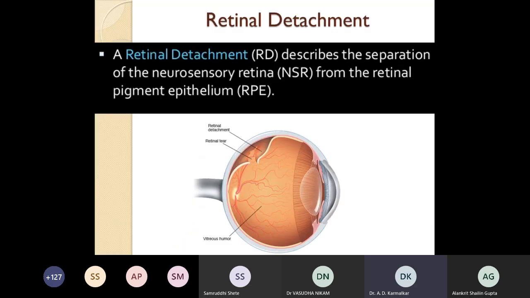The last slide here is the retinal detachment. So we have seen there are two layers, the non-nervous layer, that is the pigment layer, and the neural layer. The outer layer of the optic cup forms the pigment layer, and the inner layer forms the neural retina. The retinal detachment is described as the separation of the neurosensory retina from the retinal pigment epithelium. So if there is a retinal detachment, there is complete blindness.